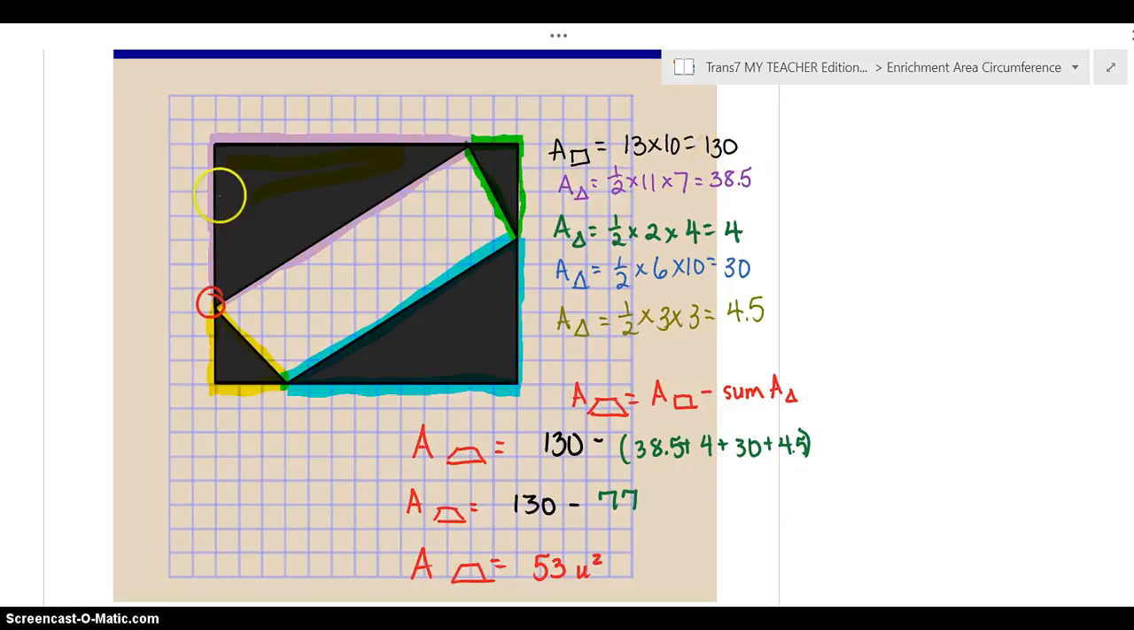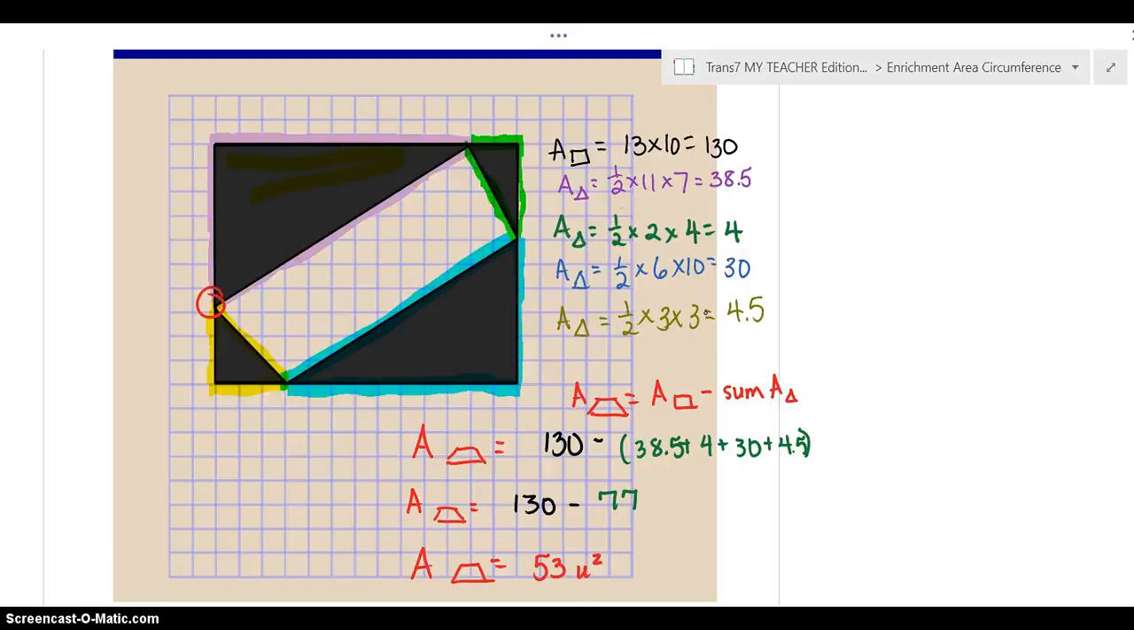Then you'll see I have a purple around this big triangle, and I found that it was 11 by 7, and so for my formula 1/2 base times height, I did 1/2 times 11 times 7 and got 38.5. And in green you'll see a triangle where I have the sides of 2 times 4, and I got 4. And then in blue, I used the formula and had 6 times 10 for the sides and got 30. And then in yellow, for the smaller triangle, the sides were 3 by 3, and I ended up with 4.5.